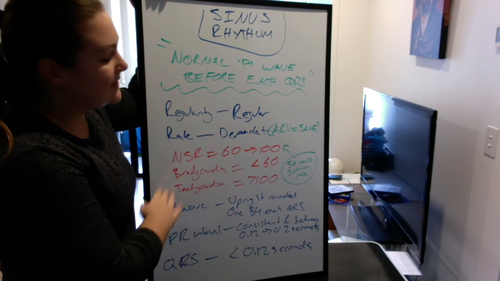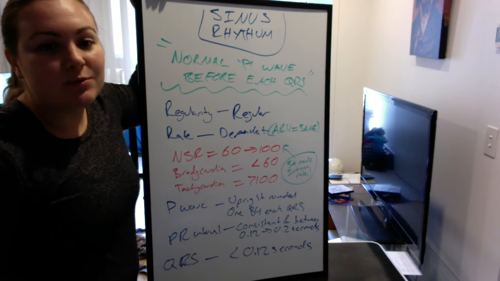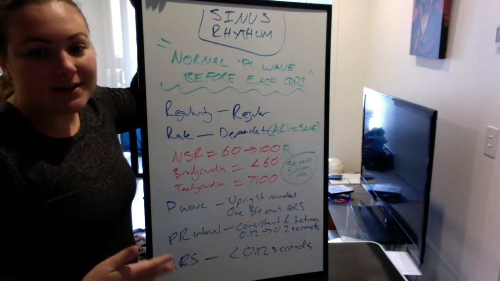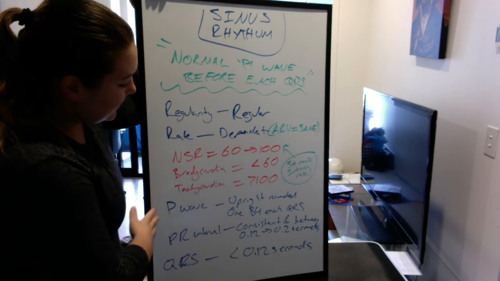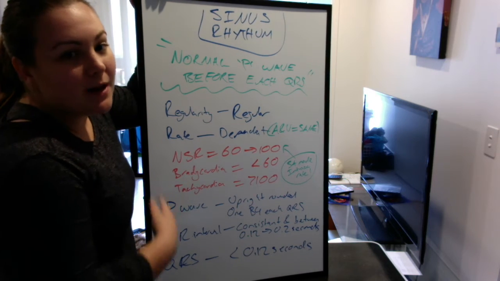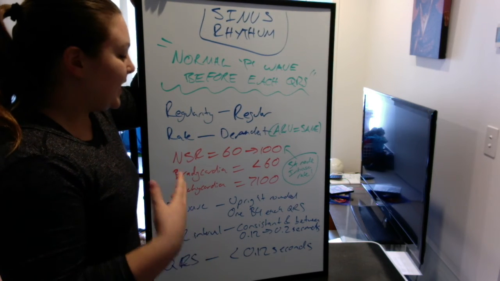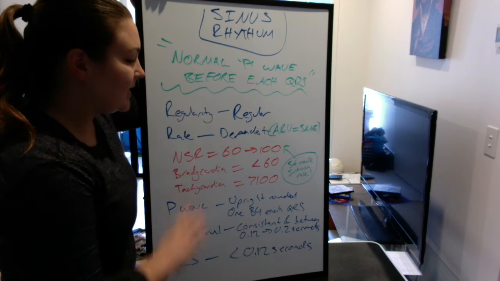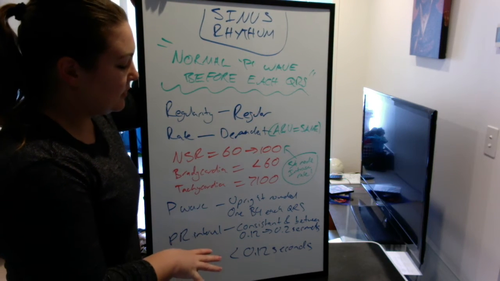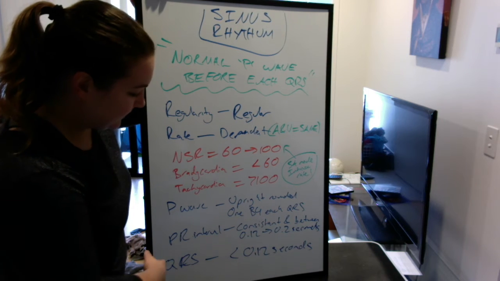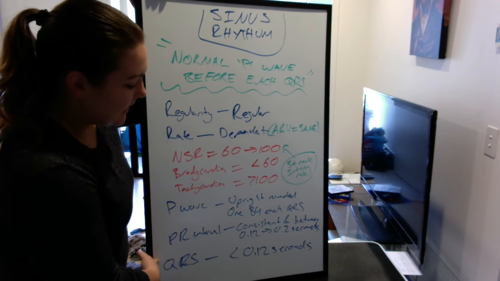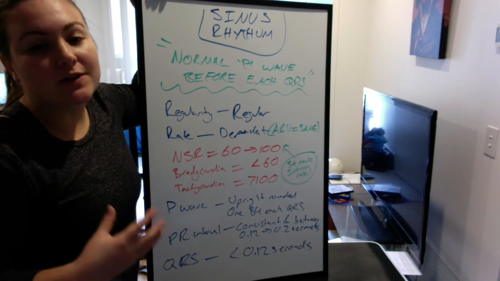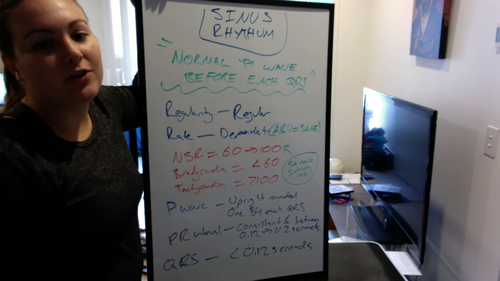If it's less than 60 beats per minute, we call this sinus bradycardia, and if it's greater than 100 beats per minute, we call this sinus tachycardia. The P wave, like we said before, will always be upright and rounded, and before each QRS complex. The PR interval should be consistent and between 0.12 and 0.2 seconds, and the QRS complex will be less than 0.12 seconds because it's originating from the SA node.